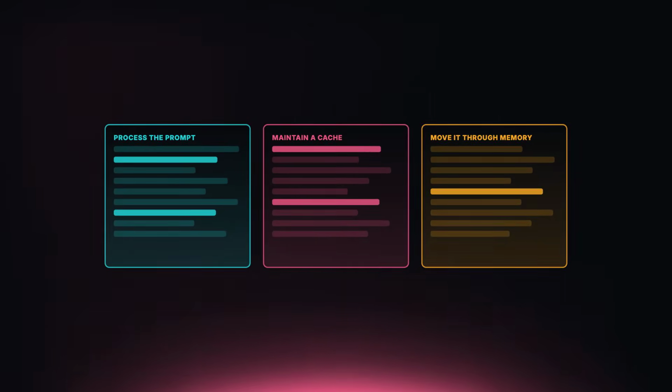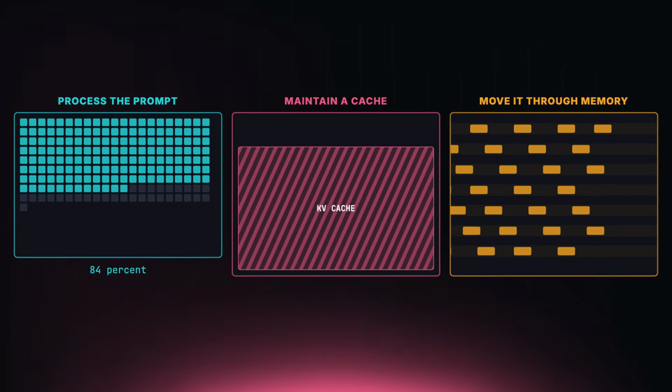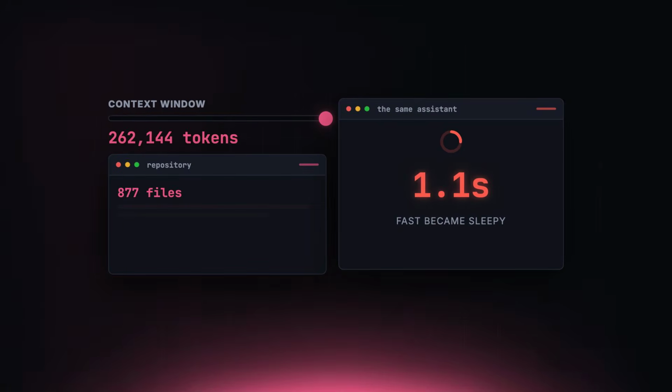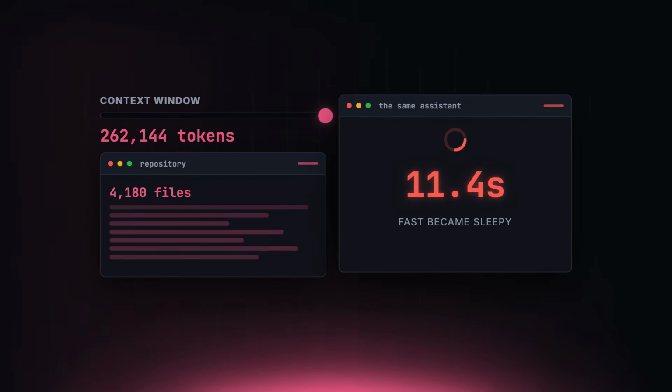The model does not just remember things because the number is printed on the page. The system has to process the prompt. It has to maintain a cache. It has to move data through memory. The bigger the context, the more your machine has to carry. So if you set a huge context window because it sounds powerful, then paste in an entire repo, you may have just turned a fast local assistant into a sleepy one.